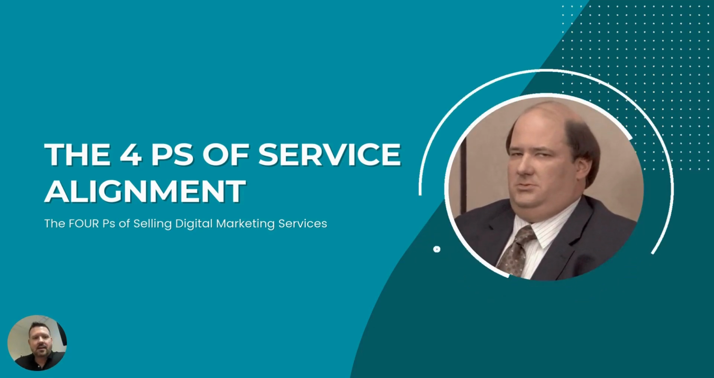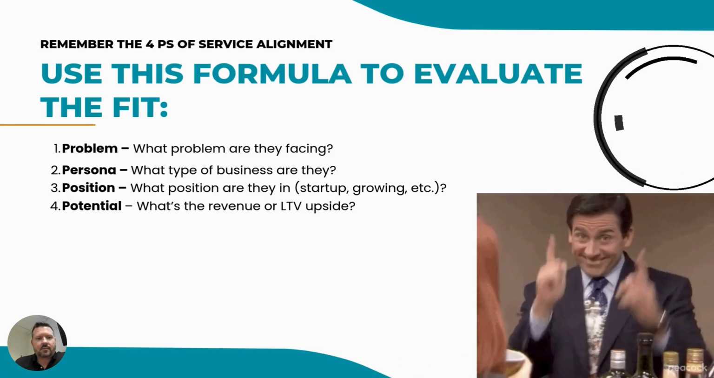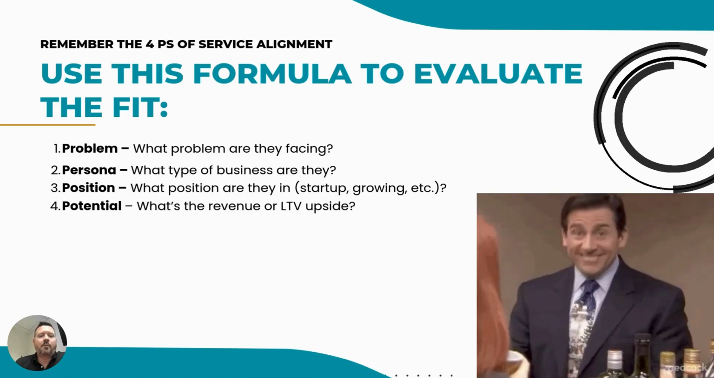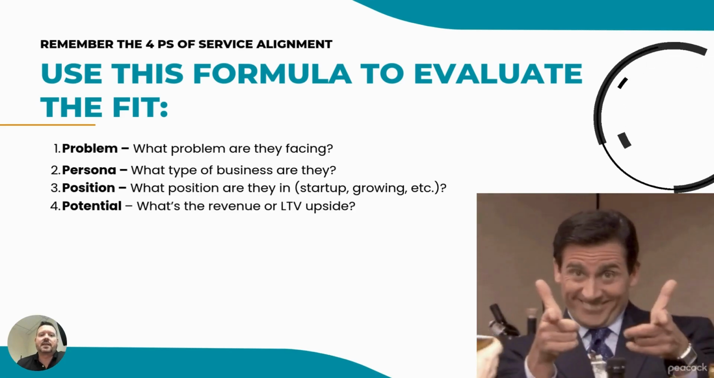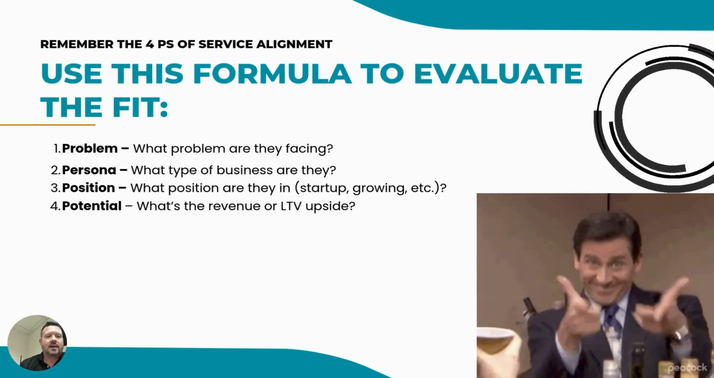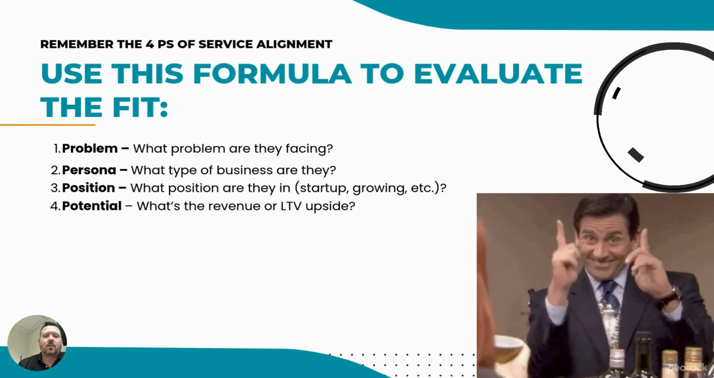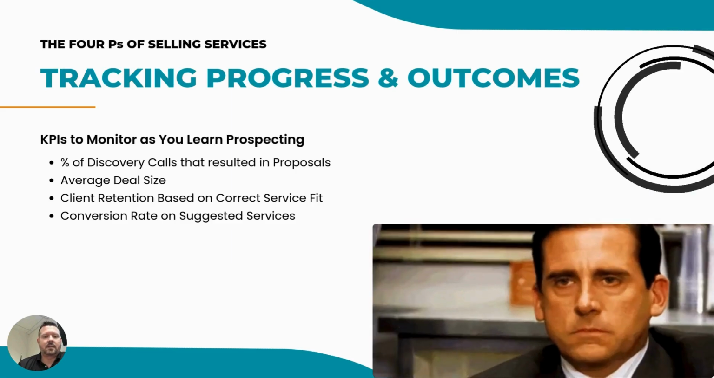The 4 Ps of selling digital marketing services. Problem: what problem are they facing? Persona: what type of business are they? Position: what position are they in, through the different, was it 5 or 6 different stages? And potential: what's the revenue or long-term value upside?